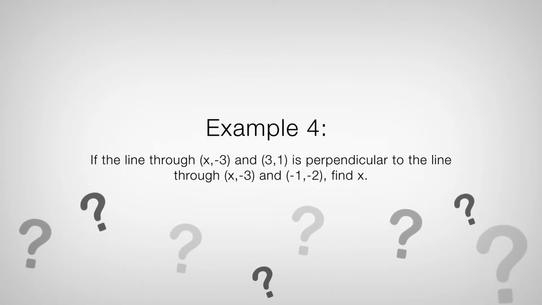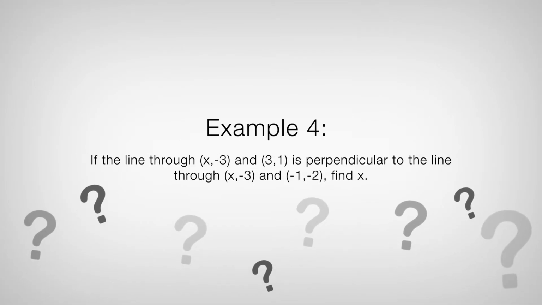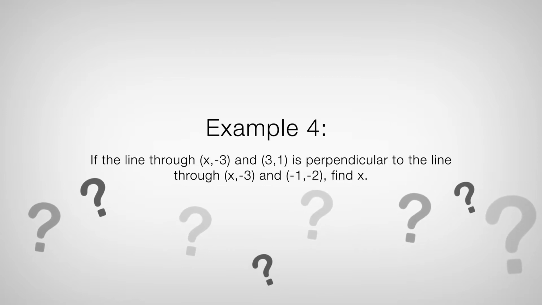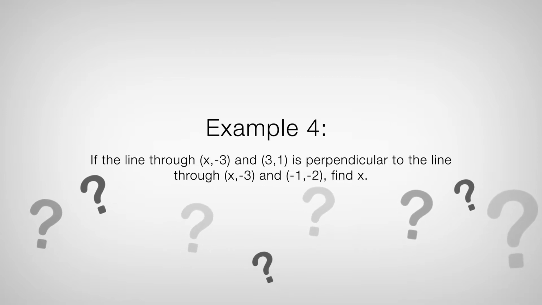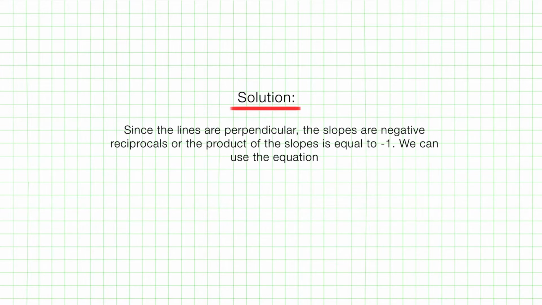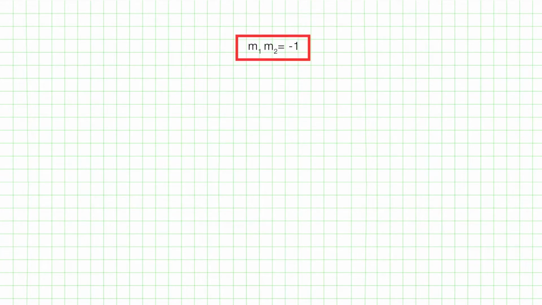Example 4. If the line through point (x, -3) and point (3, 1) is perpendicular to the line through point (x, -3) and point (-1, -2), find x. Solution. Since the lines are perpendicular, the slopes are negative reciprocals, or the product of the slopes is equal to -1. We can use the equation m1 times m2 is equal to -1. First, let's determine the slope of each line.